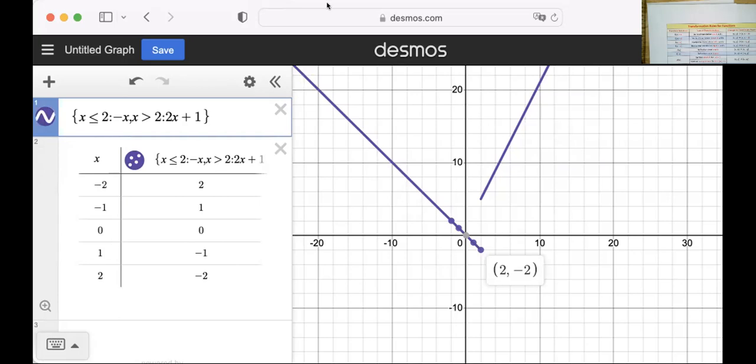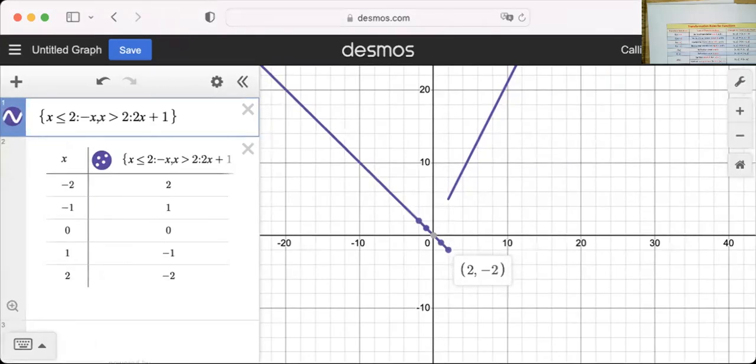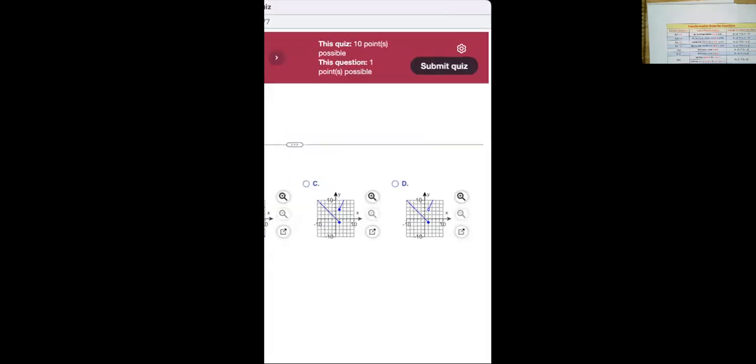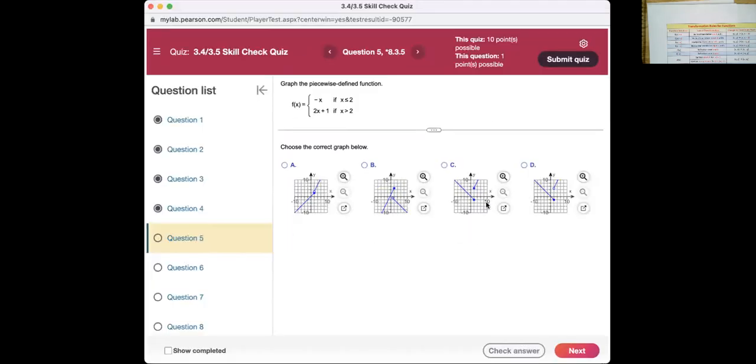And then our options are, does it look like this? Does it look like this? Does it look like this? Or does it look like this? It looks like those last two, C and D, right? But we just don't know if D is a filled in circle or an empty circle. When you hold down your cursor and run it along that second line, you can't get to 2. And so that means that's a hollowed out circle.